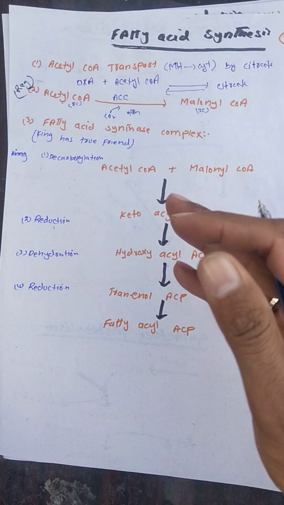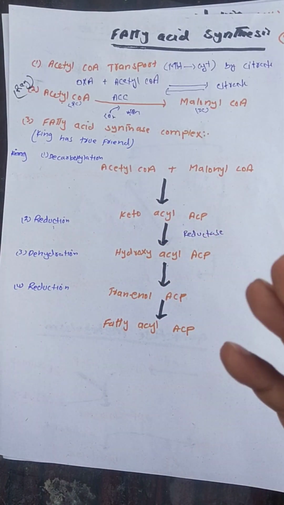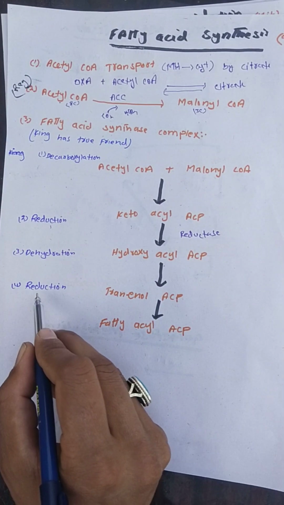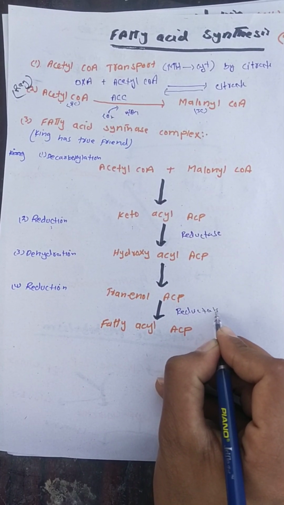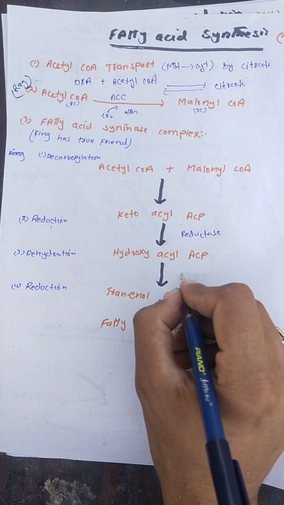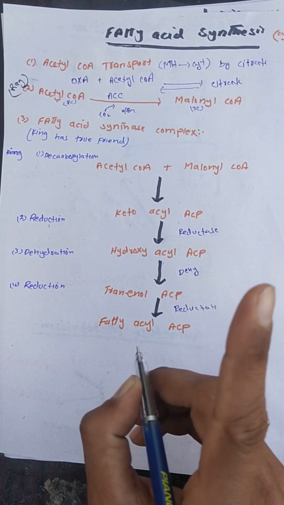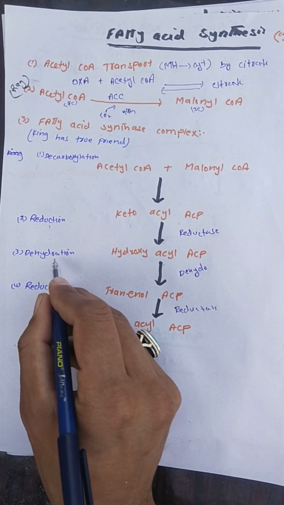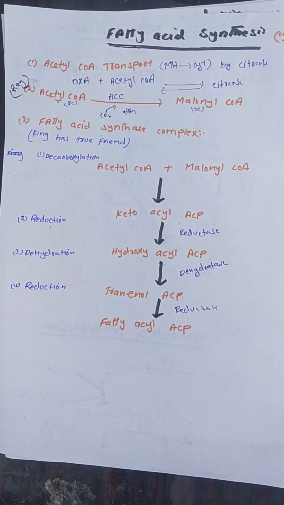When we have oxidation, the enzyme is a dehydrogenase. Here I am using reduction, so the enzyme is reductase. Here is again reduction, so the enzyme is reductase. Very easy. Here there is a dehydration, so the enzyme is not dehydrogenase but dehydratase, because it is dehydration. So these are the enzymes in this reaction.